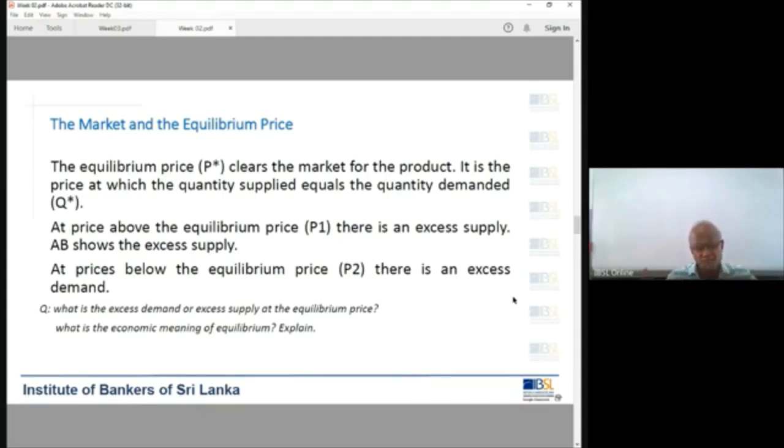At equilibrium, it is a stationary state, and both parties are happy. The consumers are willing to buy the same quantity Q star at the equilibrium. Producers are willing to sell the same quantity at that price. Right? Equilibrium has another meaning.